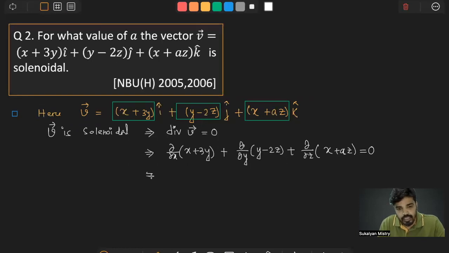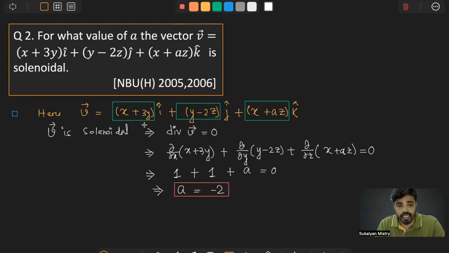Okay. So this implies, now partial derivative with respect to x. When we differentiate with respect to x, we assume that y and z are constant. So 1, okay. So y is constant, so that is 0, plus y with respect to x, and z is constant, so that is 1, okay, plus now with respect to z, so x and y are constant, so differentiating gives 0, so simply we get a, so that equals 0. So this implies a is equal to -2. So if a is equal to -2, then this vector V becomes solenoidal. I think that's clear.